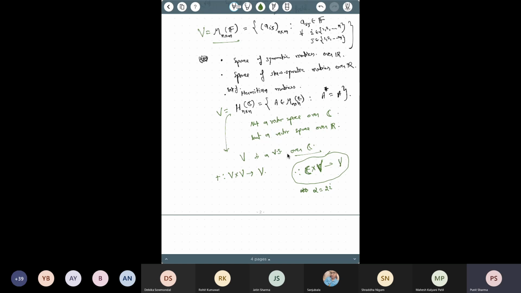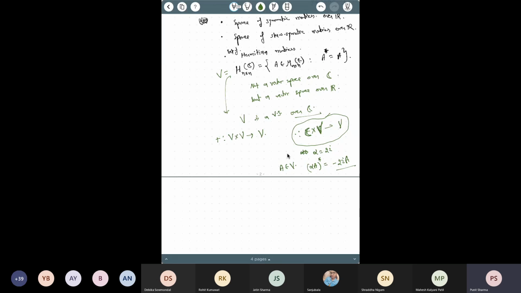and then whenever you do this, if you take any A in V, which is Hermitian, and look at alpha A, then this alpha A is not Hermitian because it is minus 2iA, and therefore this set is not closed under scalar multiplication if you want to check whether V is a vector space over C. But the same thing is not true over R, because in this case this set is closed under scalar multiplication over R, and then you can check the other properties also, and therefore this forms a vector space over R.